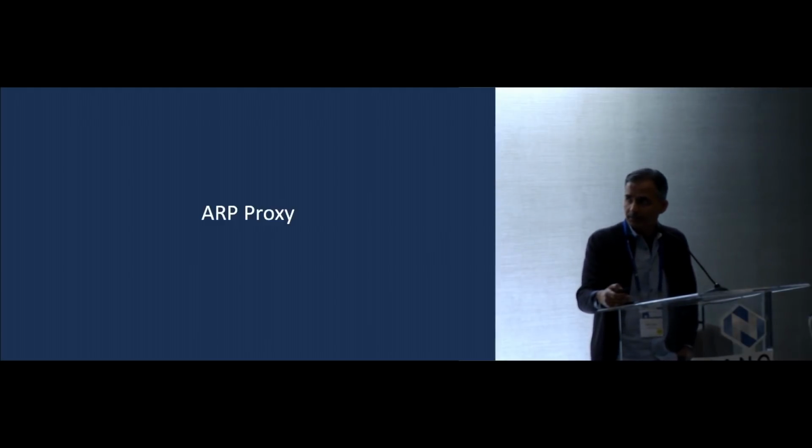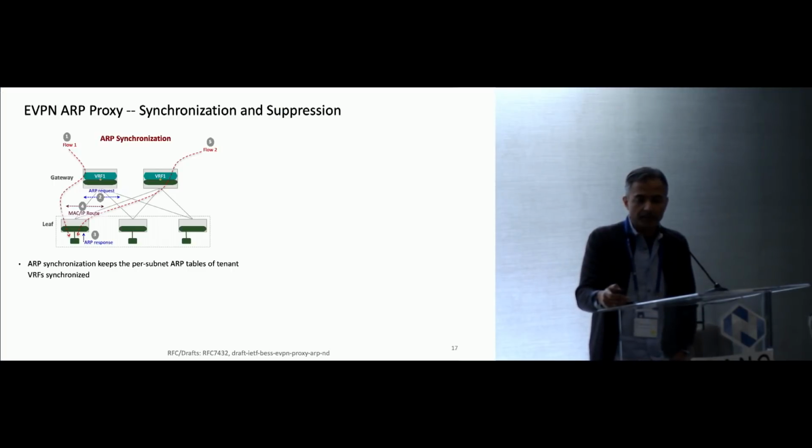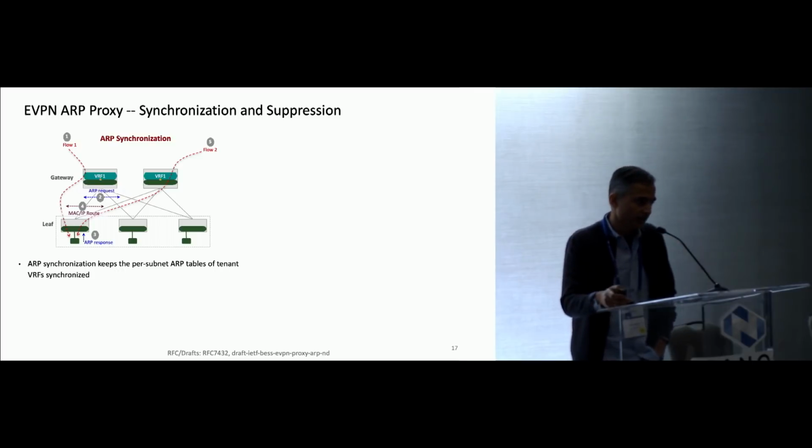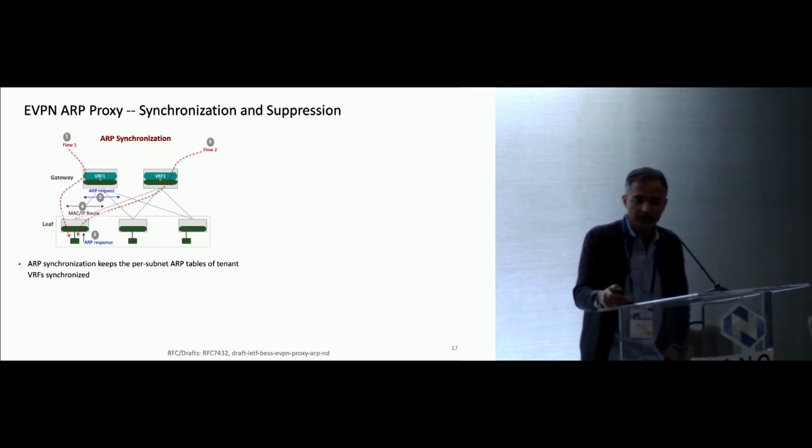Okay. So before I get into the next 2 service types, which are integrated routing and bridging overlay service types, we'll talk about our proxy, because they're an important component of the next 2 types. So our proxy is used for 2 functions, namely our ARP table synchronization and our ARP suppression.